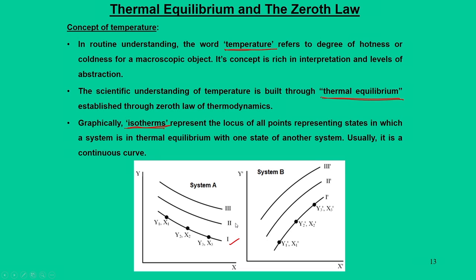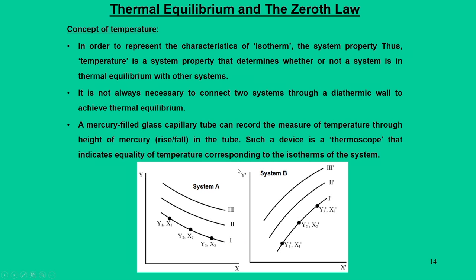Similar things can be represented for conditions 2 and 3. In a similar way, we can put the same logic for system B for a set of conditions 1 dash, 2 dash and 3 dash. So, to understand the characteristics of an isotherm, we must say that the system property, which is temperature, determines whether a system is in thermal equilibrium or not. That means we can quantify this temperature with some number that will tell us whether the system is in thermal equilibrium with other systems or not.